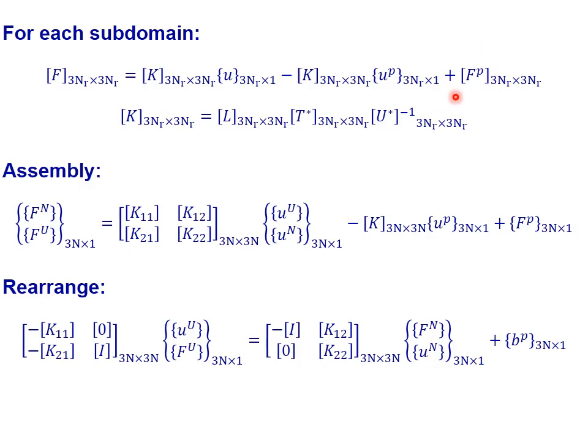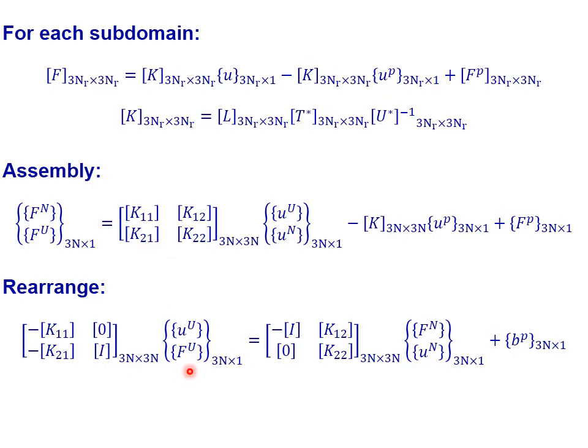We will assemble these equations for all the subdomains. So this will be the assembled equation, where n and u represent the known part and unknown part of the force and displacement. Rearrange these equations to separate knowns and unknowns. So here this is the unknown vector and this is the known vector.